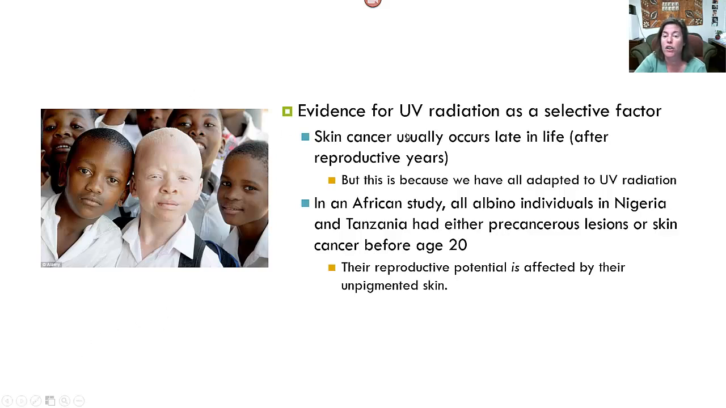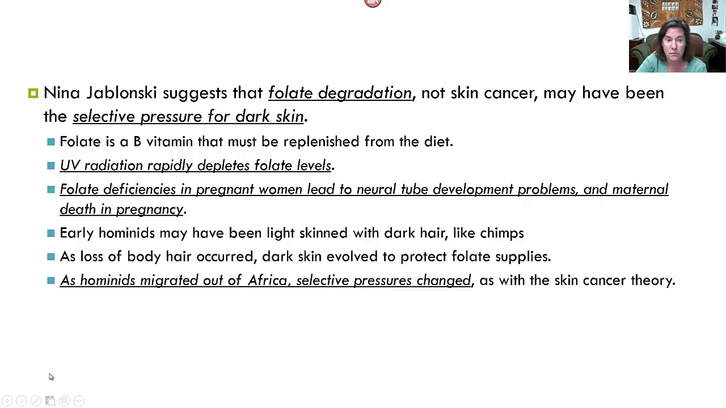Skin cancer usually occurs later in life, after reproductive years, but this is because we've all adapted to ultraviolet radiation. In an African study, all albino individuals in Nigeria and Tanzania had either precancerous lesions or skin cancer before age 20. Thus, their reproductive potential is affected by their unpigmented skin.